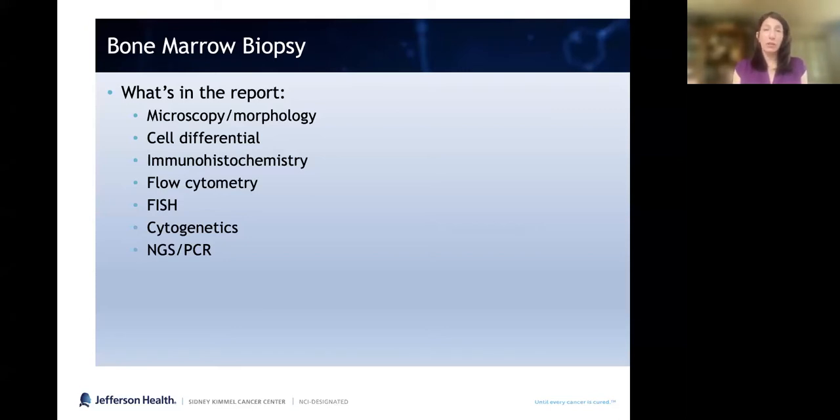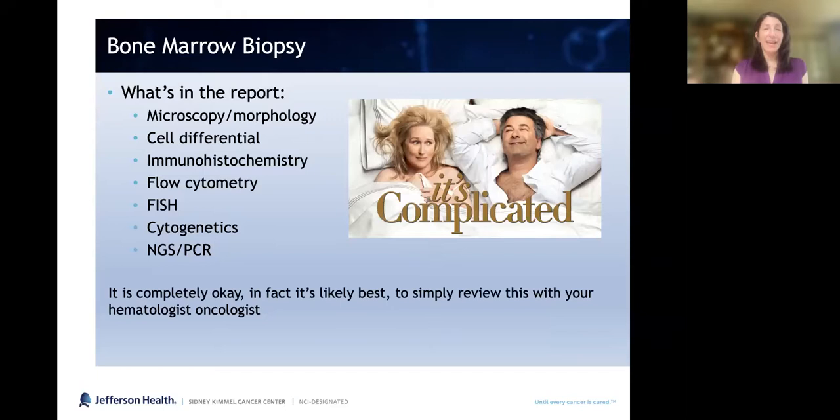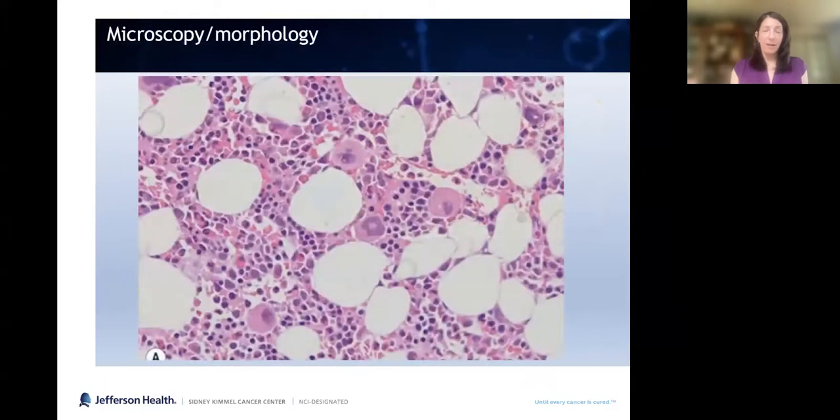But I'm going to do my best to give you an overview of what all of these things are, just so you have a sense of what's being done when this test is sent. And so, again, it's complicated, and it's completely okay, and in fact, best to review this with your hematologist oncologist. But the first thing that we see when we do a bone marrow biopsy on the slide, which we stain with these really lovely pink and purple stains, is what we call microscopy or morphology.